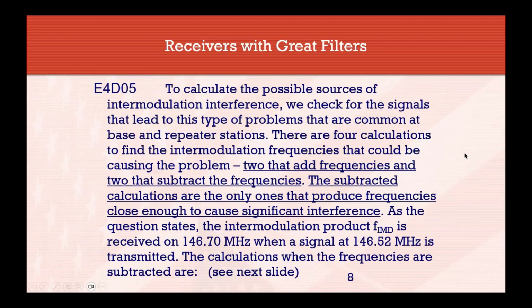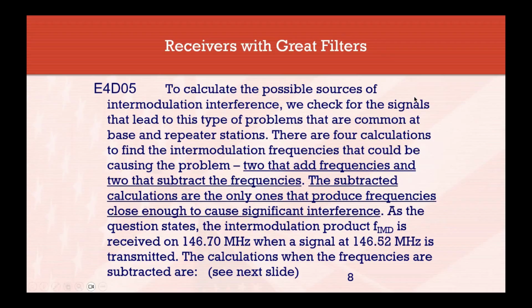Okay, when we put two frequencies together in a mixer, or two signals for whatever reason come together, we always come out with the two original frequencies plus the sum of the frequencies and the difference of the frequencies. This is what this question is actually asking about. The subtracted calculations are the ones which produce frequencies close enough to cause interference. That is, they're going to cause frequencies close to the one we actually want to receive. You'll see that when we do the calculation. We're talking about a couple of signals at 146.7. In our case, 146.74 for our repeater would be close to that.